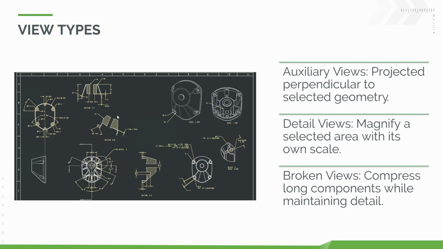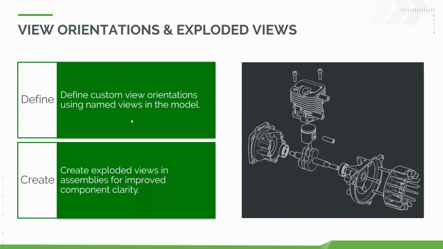So we have things like auxiliary views when we're viewing something like this, which is a view across here. A detail view, which is a magnified version of another view, and then we also have broken views, which I'll show you as well. All right. So yeah, we'll come back to that in a moment. We'll do a demo. We're going to break it up into like 2 slides and then a demo.